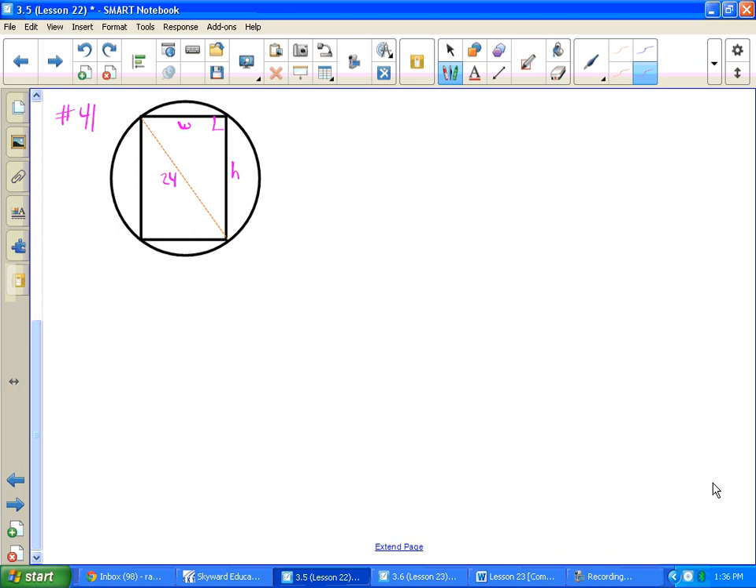41 is a beam strength. It says a wooden beam has a rectangular cross section of height h and width w, so the figure is there and it's in your book as well. The strength of the beam is directly proportional to its width and the square of its height. I know it gives you this, but you should be able to write the equation even without it giving it to you.